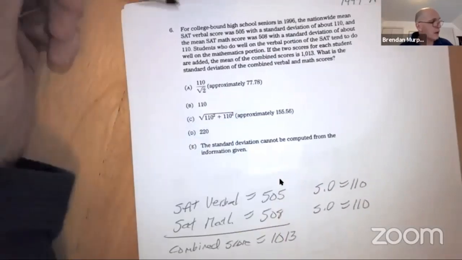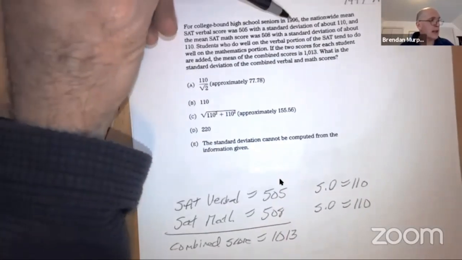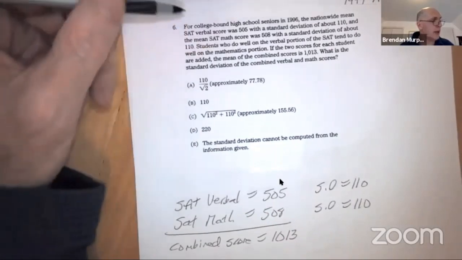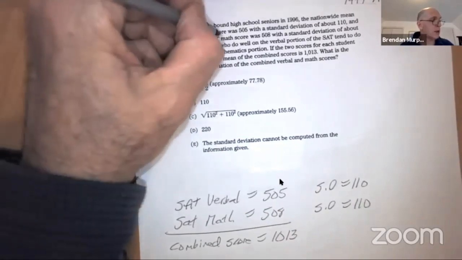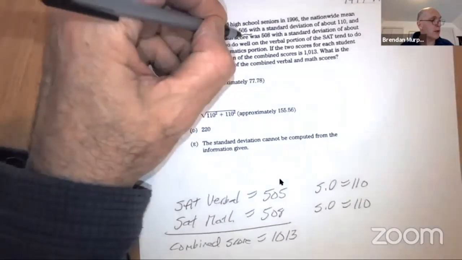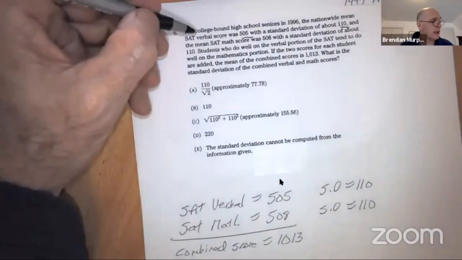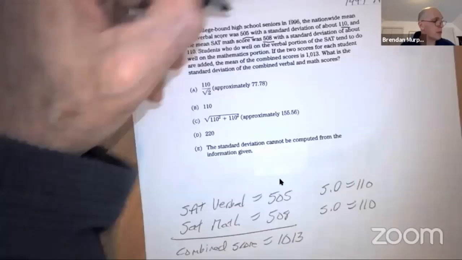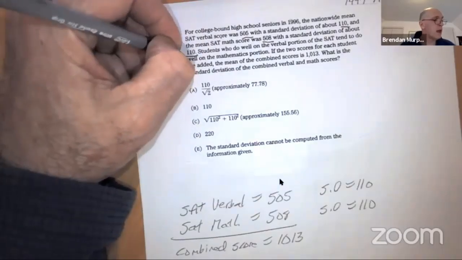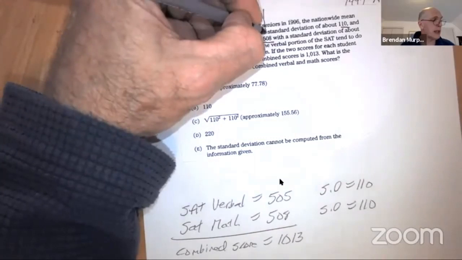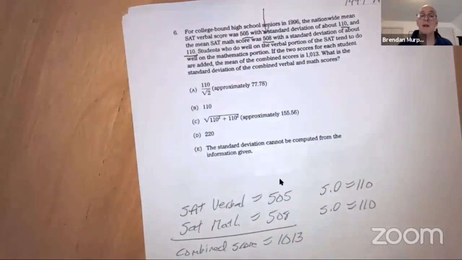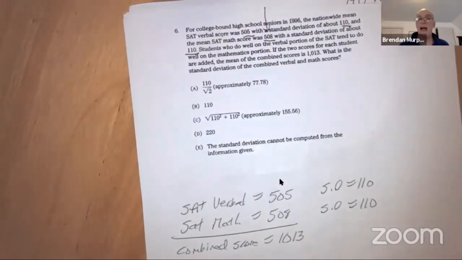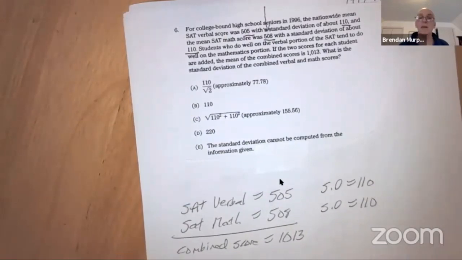So for college-bound high school students in 1996, the nationwide mean SAT verbal score was 505, so the average. Standard deviation of about 110. And the SAT math score was 508, with a standard deviation of about 110. The math score over the last 20 years, that average has actually creeped up a little bit, which is fantastic. That I think is around 510 or 511. Please don't quote me on that, but it's gone up a little bit.